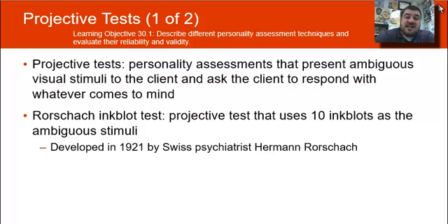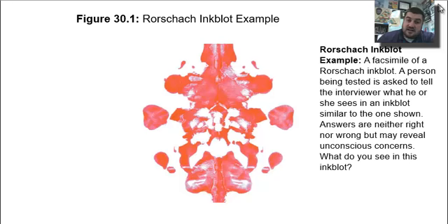There are 10 inkblots as ambiguous stimuli, developed in 1921 by Swiss psychiatrist Hermann Rorschach. So here is a Rorschach inkblot example. It's just a blot of ink. Basically, the person being tested will tell the interviewer what they see, and they have norms for these tests. There are popular examples for each one. But if I were to look at this and say I see a demon, or I see death or murder, it could expose some sort of problem in my unconscious, like I'm focused on death, or I think death is coming, something like that.